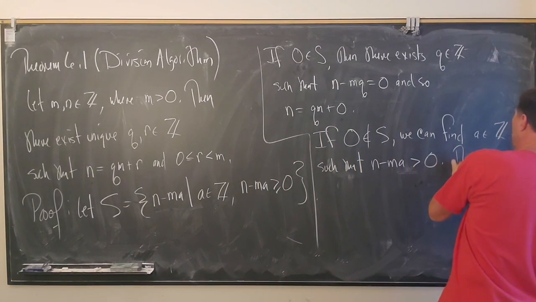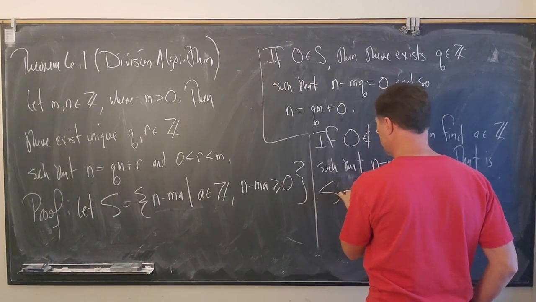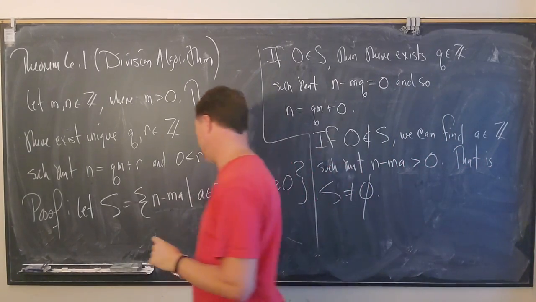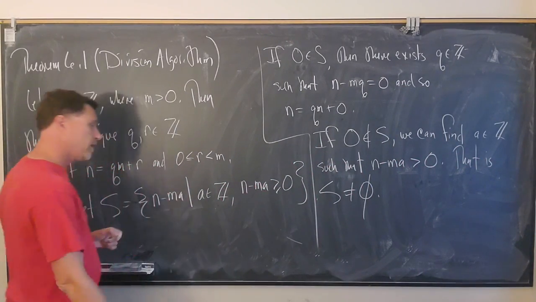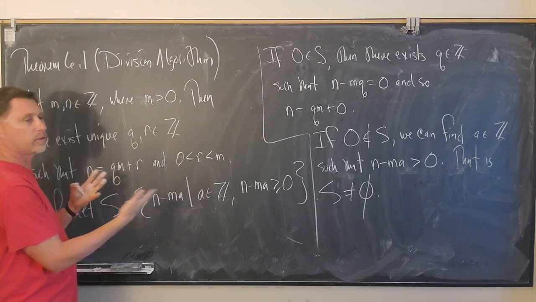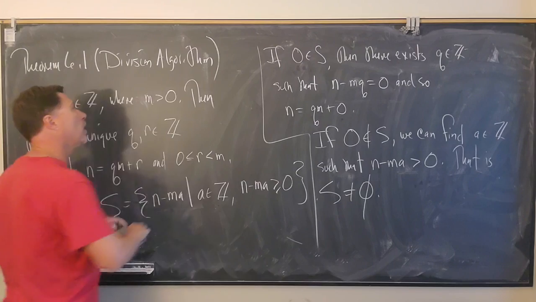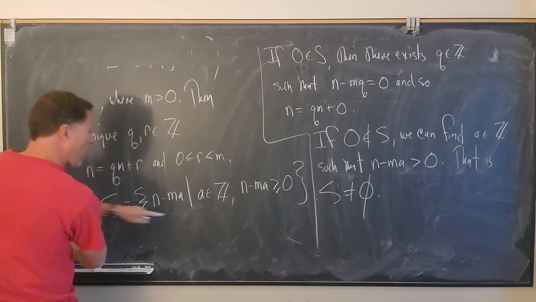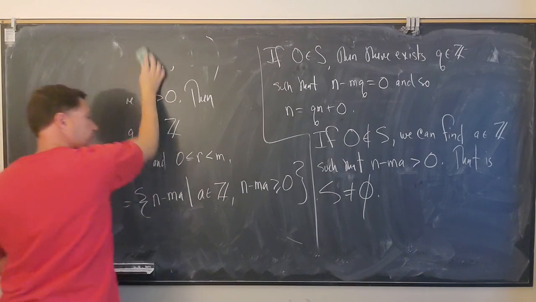So all I'm getting at is that S is non-empty. There's at least some element in this set S. Just find the right a. And depending on who n and m are, you'll have to choose a differently, but you can certainly find some choice of a that gives us a positive output for that expression right there.